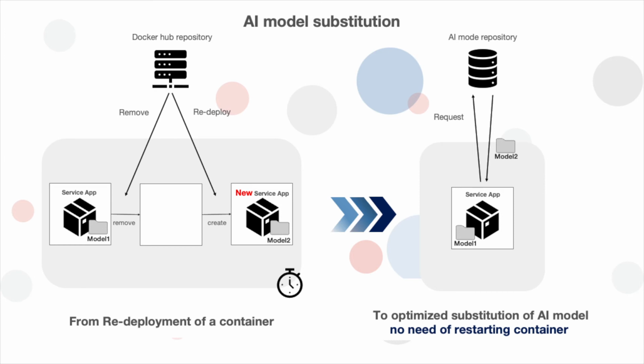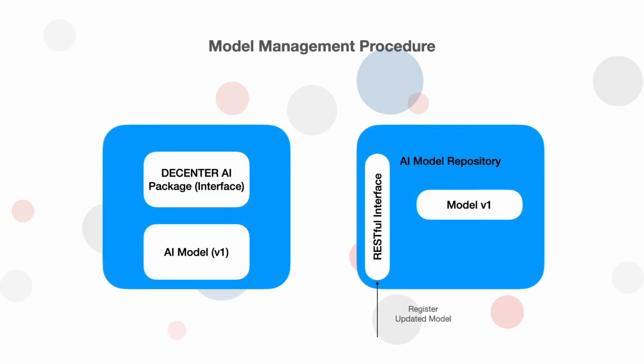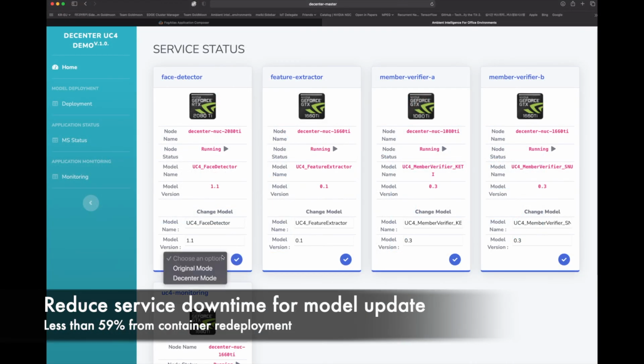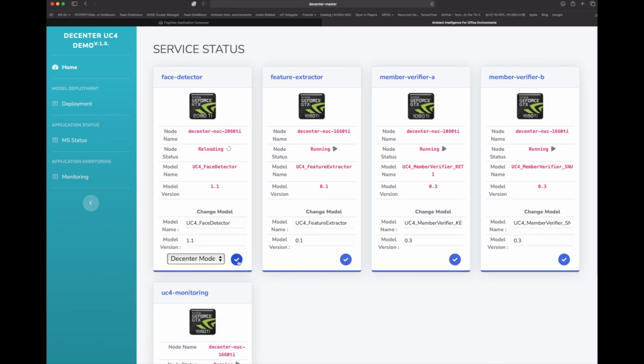The AI Model Repository enables substitution of a model on a running container without restarting or redeployment. The dCenter AI package provides a RESTful interface to request update of an AI model. The UC4 GUI has an interface for that. By writing down the model information and clicking the button, the model will be updated on a running container. The test shows that about 30% of delay can be reduced with dCenter tools.